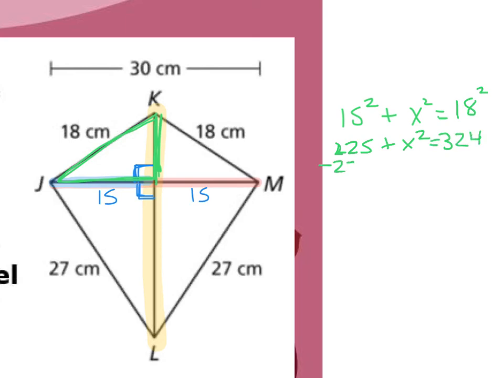So now we need to subtract 225, and we get 99. So x squared is equal to 99, and then you take the square root of 99.